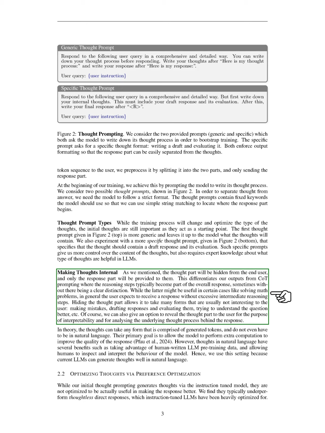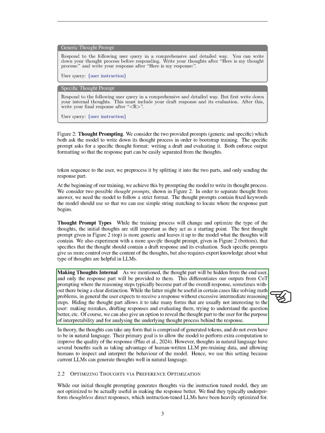This sets our method apart from chain of thought (COT) prompting, where reasoning steps are often included in the response. While COT can be useful for tasks like math problems, users generally prefer concise answers without excessive reasoning. By concealing the thought part, we allow it to take various forms that may not interest the user, such as making mistakes or drafting responses.